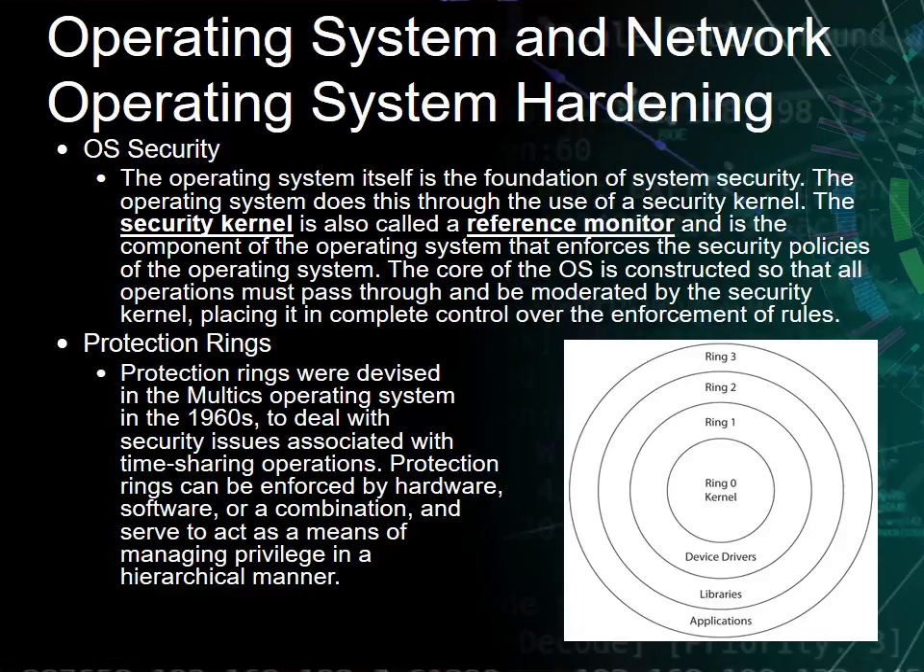Protection rings were devised in the Multics operating system in the 1960s to deal with security issues associated with time-sharing operations. Protection rings can be enforced by hardware, software, or a combination, and serve to act as a means of managing privilege in a hierarchical manner. As you can see in this diagram, the innermost ring has the highest level of privileges, and as you move out, the privileges get reduced.